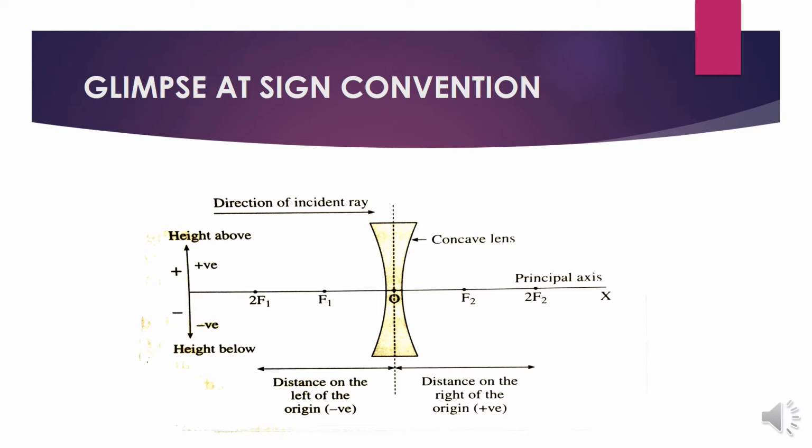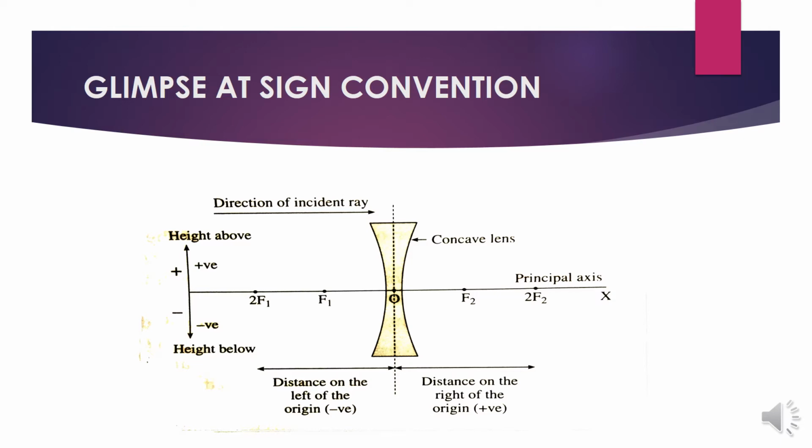Same with the concave lens. If you go towards the right side, the distance from the optical center, if you measure to the right hand side, it will be positive. If you measure the distance from the optical center left hand side, it will be negative.